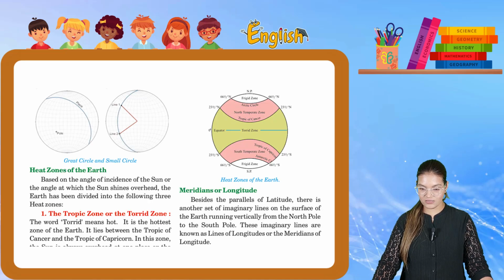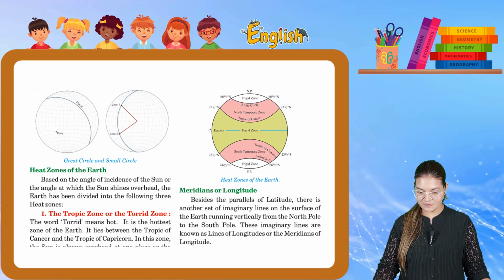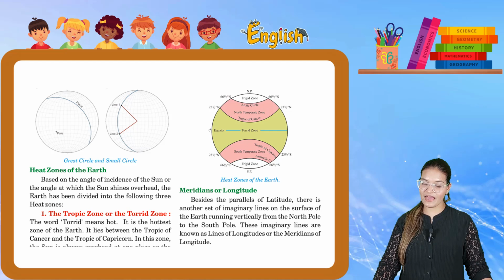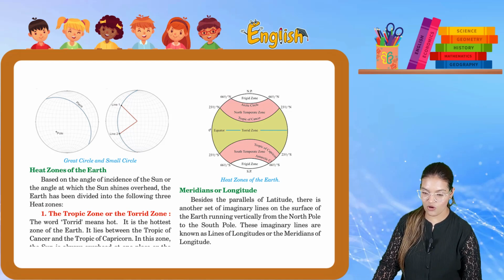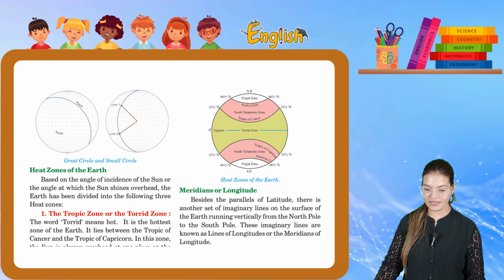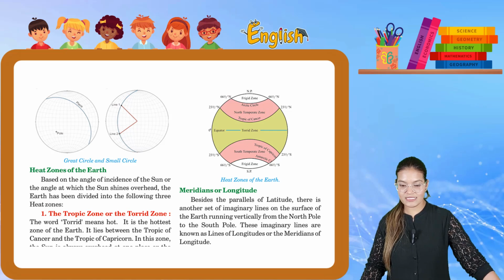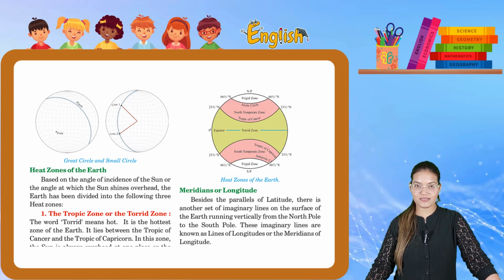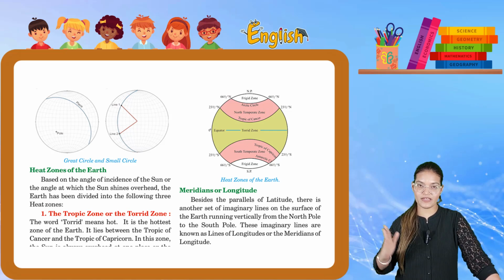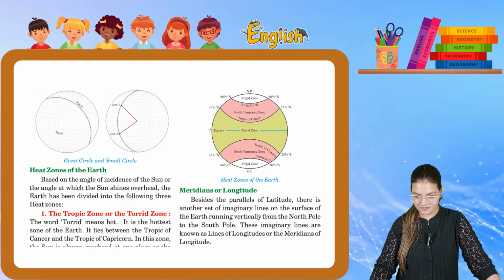Now, meridians or longitudes. So you can see the diagram, heat zones of the earth, right? Beside the parallels of latitude, there is another set of imaginary lines on the surface of Earth running vertically from the North Pole to the South Pole. These imaginary lines are known as the lines of longitude or the meridians of longitude.